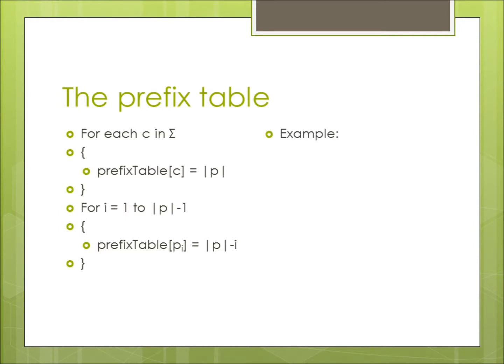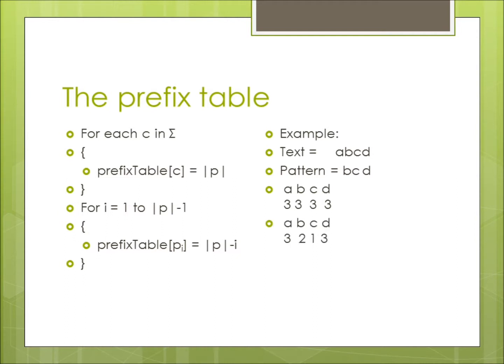Now, this algorithm is very verbose, so I'm going to perform a simple example. Here, the text is simply ABCD and the pattern is BCD. So first, we initialize every entry in the prefix table to the length of the pattern, which in this case is 3. Next, we update the prefix table. Initially, P1 is B, so we update B in the prefix table to 3 minus 1, or 2. P2 is C, so we update the prefix table to 3 minus 2, or 1, and D is still 3.